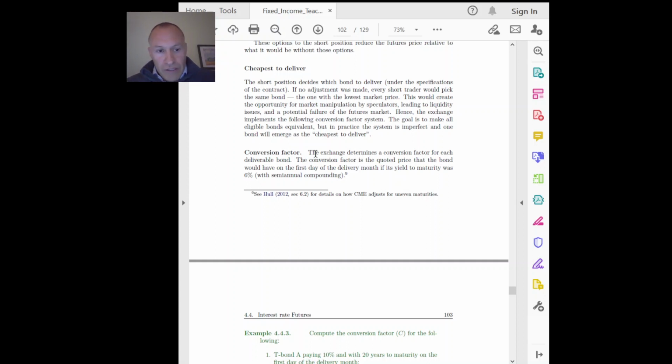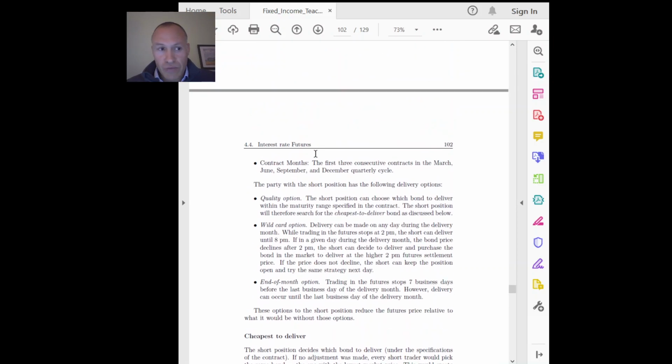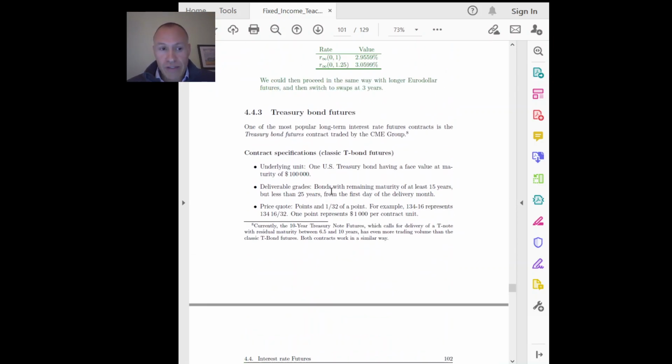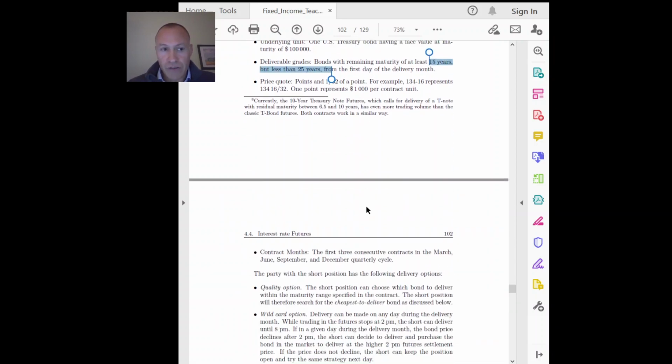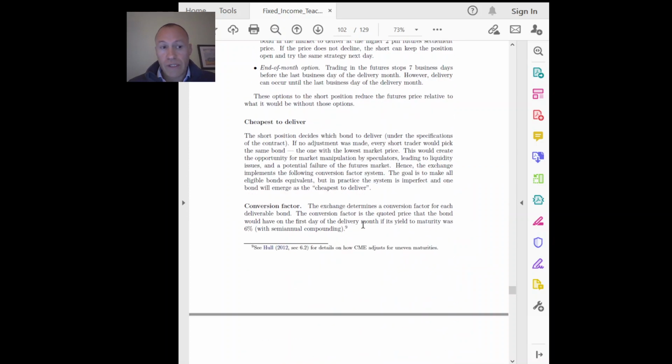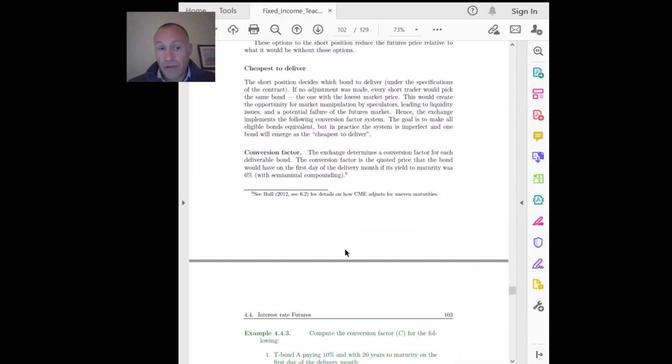So the exchange determines a conversion factor for each of the delivery bonds. So for each bond that at maturity of the contract has a residual maturity between, again, 15 and 25 years, right? So all these bonds. Note that at any point in time, I know what will be the residual maturity of all the bonds that I have in the market right now at any future date, right? Because the maturity of each bond is fixed, is known. So this is common information that is objective, right?